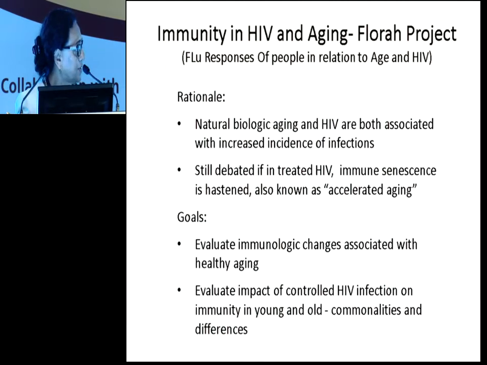So first, let's talk about HIV and aging, and I'm going to only talk about immunity in the context of aging, and not really the other end organ diseases that were discussed by Dr. Letendre. So what about immunity? We know that with biologic natural aging, the immune system declines and leads to increased incidence of infection. Also in HIV, there is increased incidence of infections.